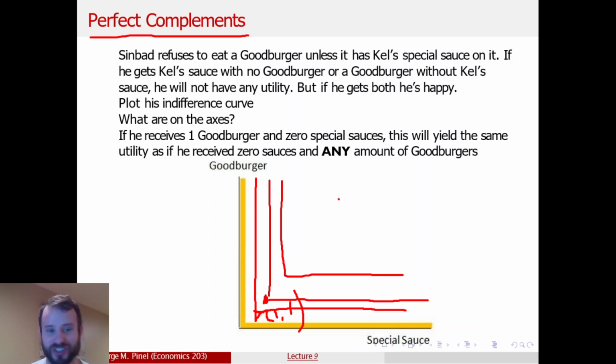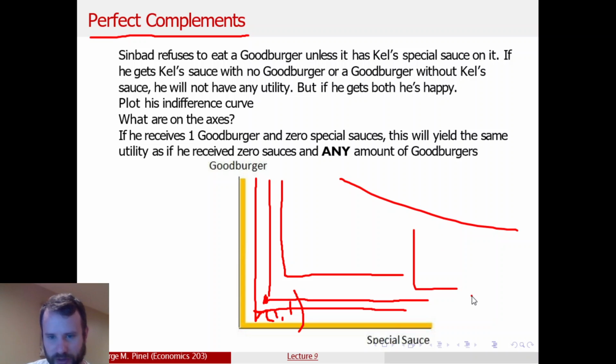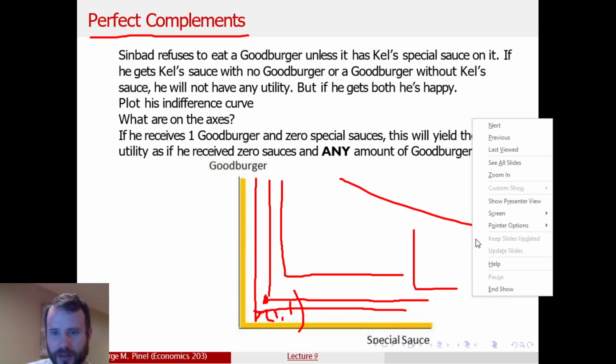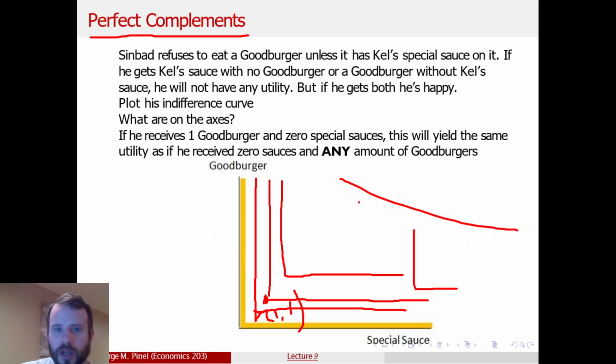Because if your vision changes a little bit in one eye, well, guess what? They become perfect complements again. Okay. But perfect substitutes are going to be like this. Oh, that should be a straight line. Perfect complements are going to be like this. All right.